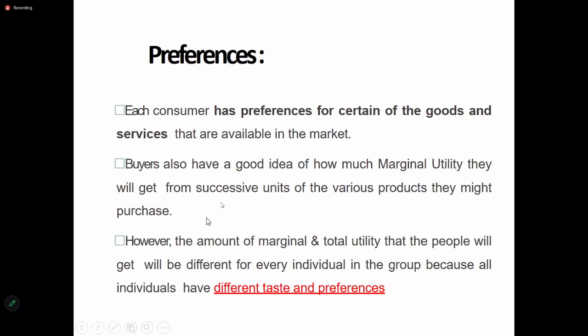However, the amount of marginal and total utility that people will get will be different for every individual in the group because all individuals have different tastes and preferences. So if we take this class, Ravindu's tastes may differ from Bandar's. If you take different people, Aditya's preference or taste may differ from Tejan's. Likewise, different individuals will have different tastes.